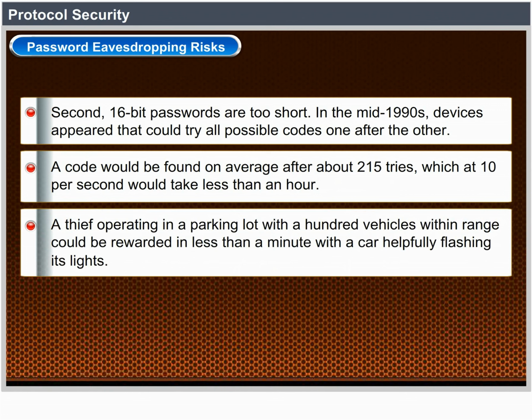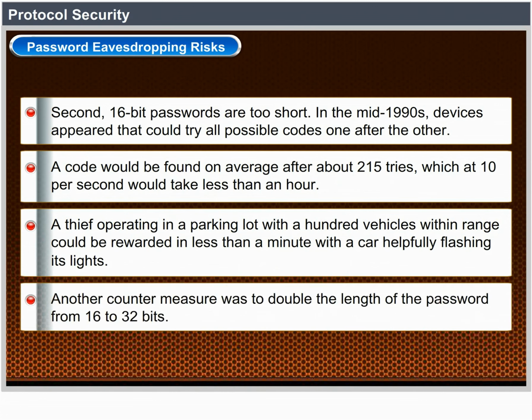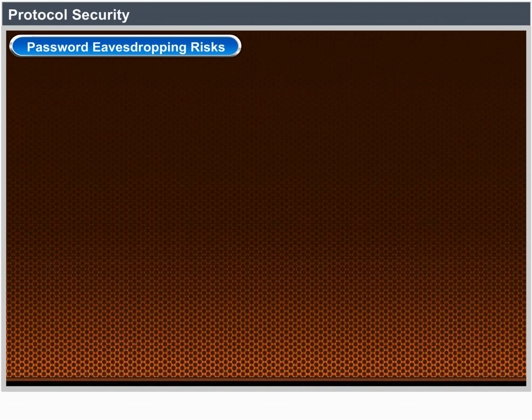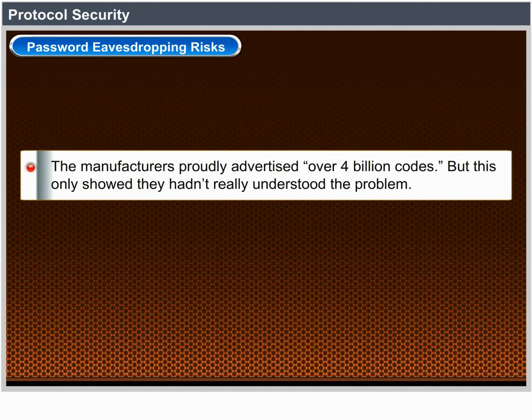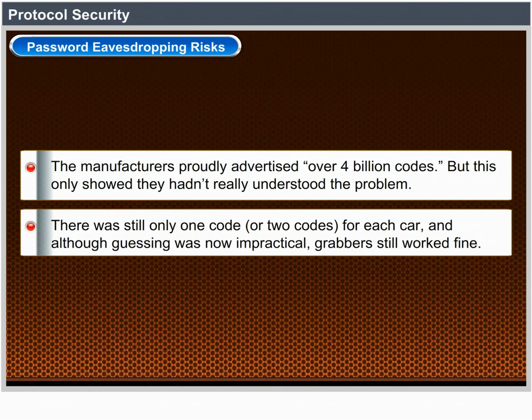Another countermeasure was to double the length of the password from 16 to 32 bits. The manufacturers proudly advertised over 4 billion codes, but this only showed they hadn't really understood the problem. There was still only one code or two codes for each car, and although guessing was now impractical, grabbers still worked fine.